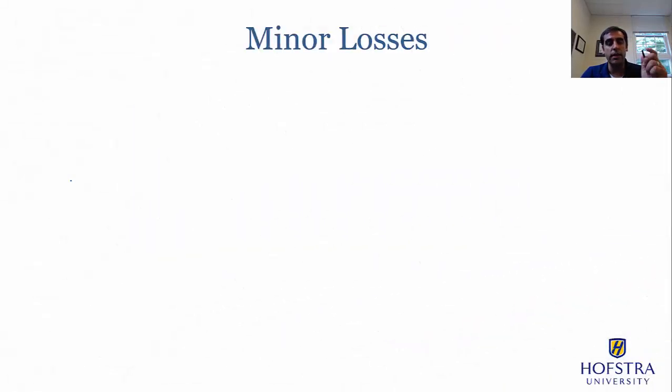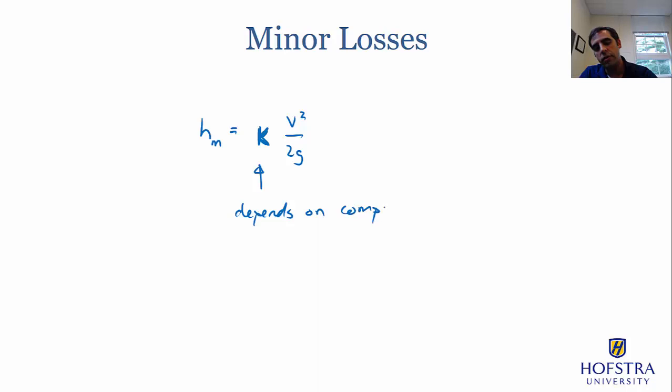Now, the minor losses, you might recall, are from components. And H sub m is the symbol we typically give that. And this is calculated by something called the loss coefficient multiplied by the velocity head v² over 2g, where this loss coefficient depends on the component itself, right, which is typically experimentally determined.